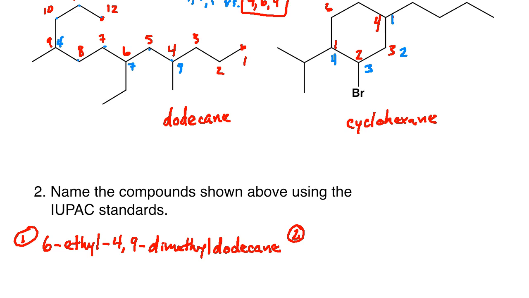So following the numbering system, I'm going to have 2-bromo as the first one. And then after that, I would have 4-butyl, because Bu would be next in the alphabetizing set. And then 1-isopropyl.